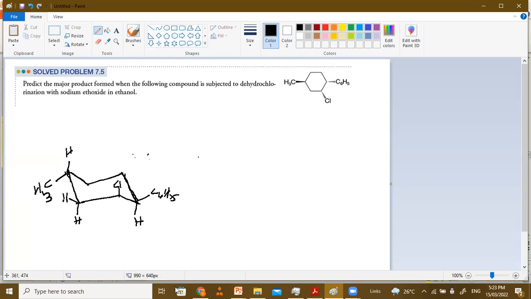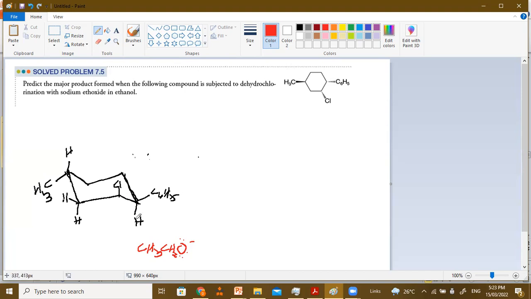Okay, so there are two kinds of proton. What is our base here? It's ethoxide. Ethoxide is simply CH3CH2O minus, with 6 unshared electrons. So we'll use this to abstract.